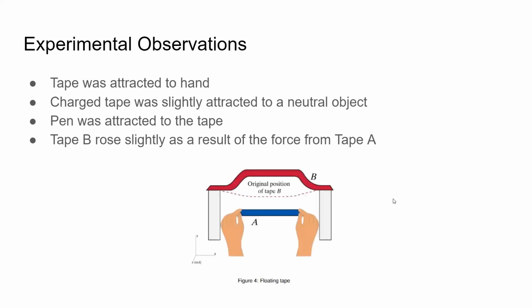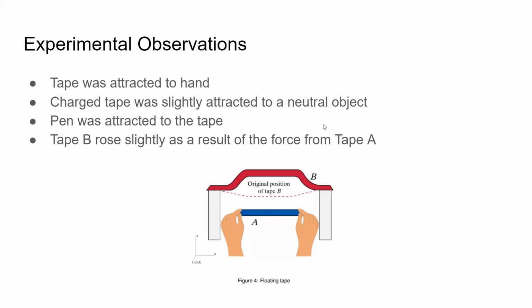And so from the experiment, these were the observations. First, when the tape was charged, it was attracted to the hand. After that, the charged tape was slightly attracted to a neutral object, which was the table. And then after adding charge to a pen, that was attracted to the tape, so they were oppositely charged.